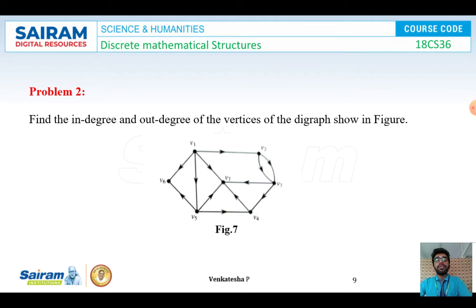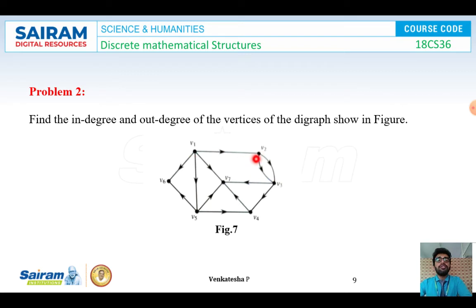One more example: find the in degree and out degree of the vertices of the digraph shown in the figure. This figure consists of 7 vertices v1, v2, v3, v4, v5, v6 and v7. Here v2 and v3 contain multiple edges. Now at v1 there are no in degrees. The 4 edges are moving away from v1, so the out degree is equal to 4 and the in degree is equal to 0.